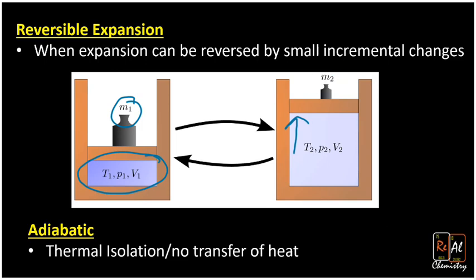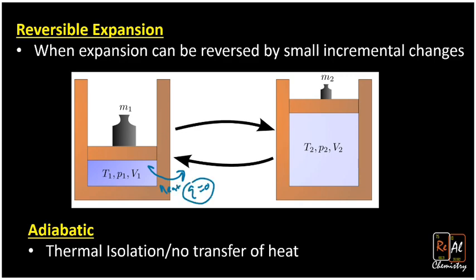Adiabatic, remember, means that there's no transfer of thermal energy. What that doesn't mean is that there's no change in temperature. There is a change in temperature precisely because the walls are insulated. So what that means is Q, if I think about the heat that would flow out, Q has to be 0. And that's always true for adiabatic processes. There's no transfer of heat out.